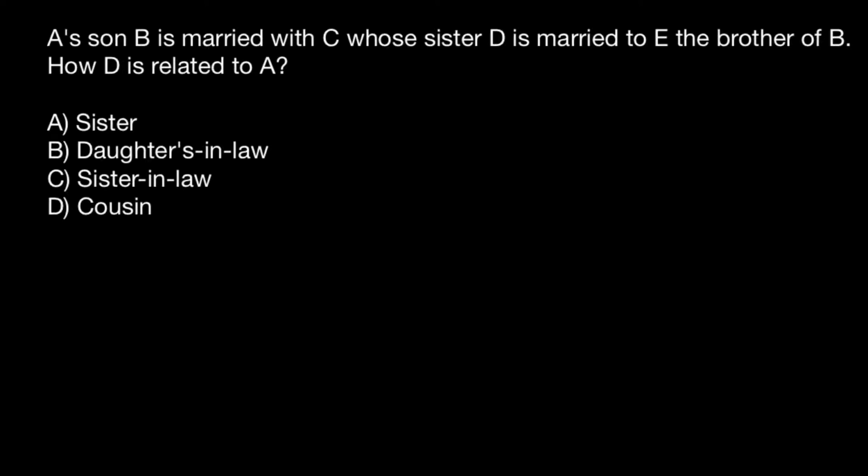A is a son of B, is married with C, whose sister D is married to E, the brother of B. How is D related to A?